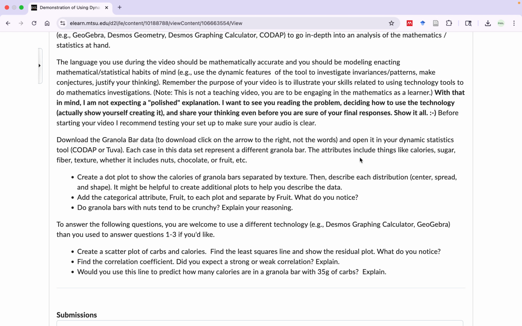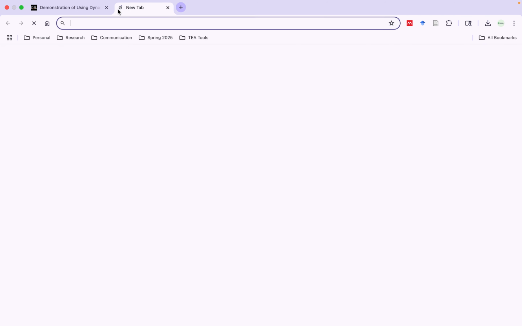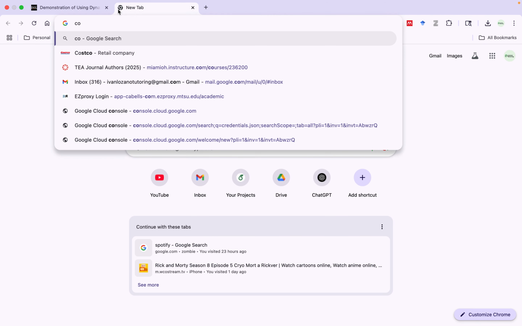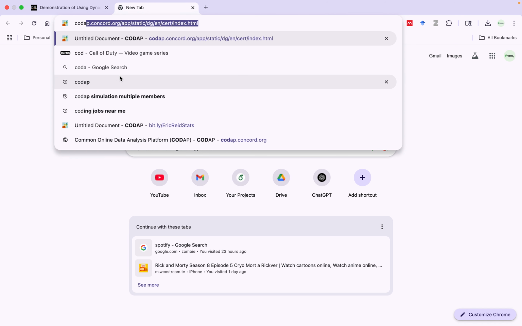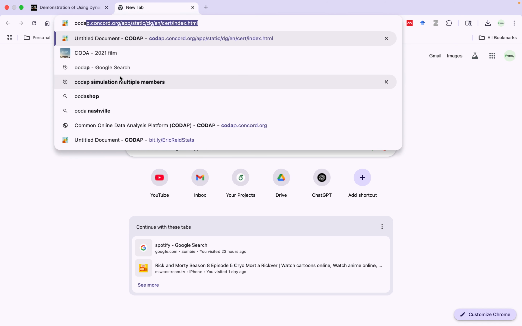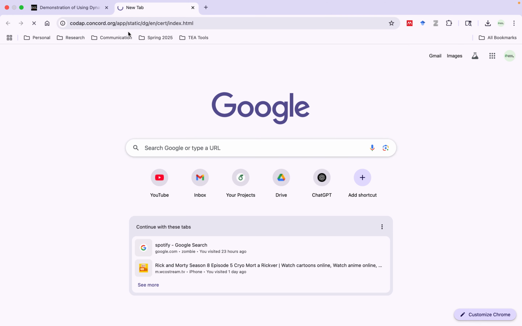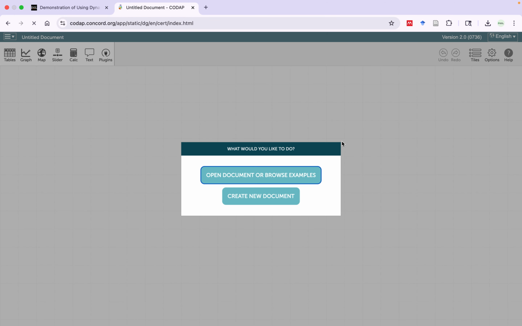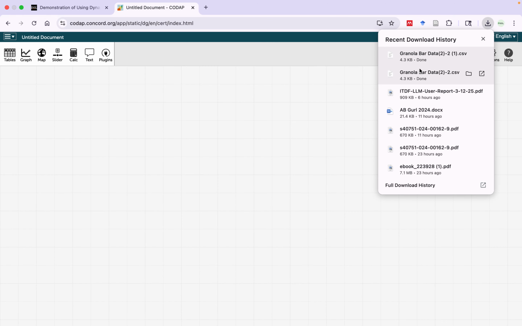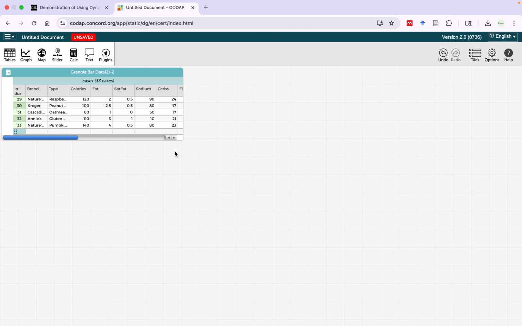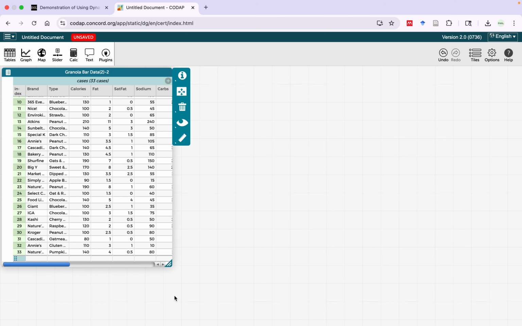Download the granola thing, open it. The dynamic statistics tool like CODAP or Tuva. I have no idea. I need to pay that. This code doesn't matter. A little bit of doot, a little bit of doot, a little bit of boom. Would you look at that? I say that a lot. Okay.